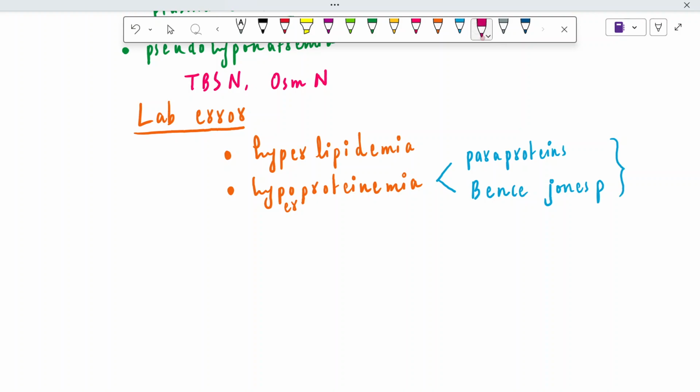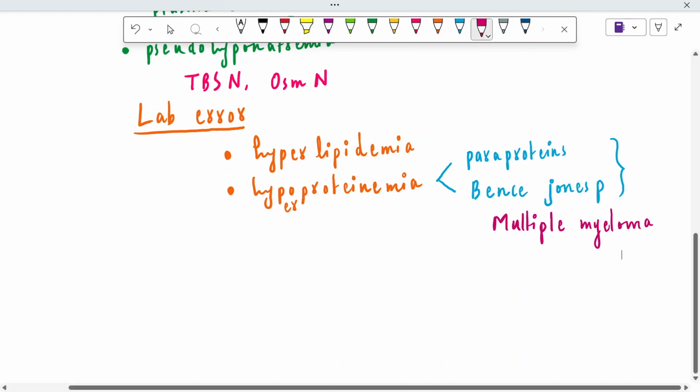There is a condition known as multiple myeloma. Multiple myeloma is the abnormal production of plasma cells, right? Multiple myeloma. So what is isotonic hyponatremia?